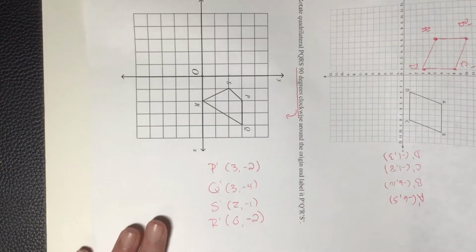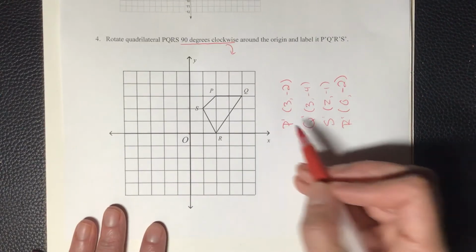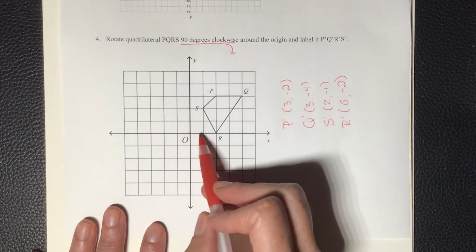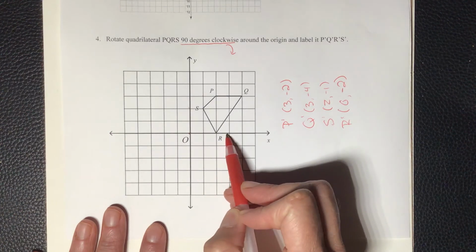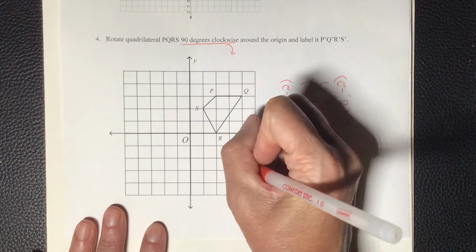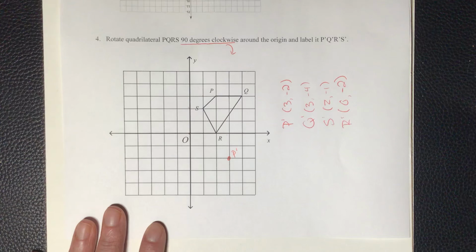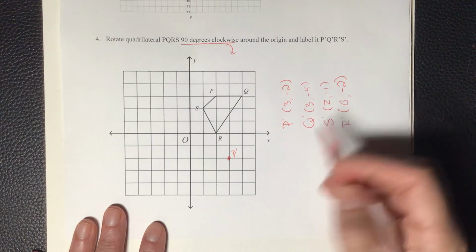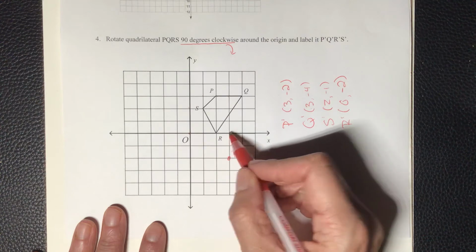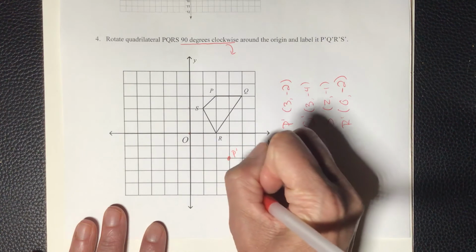All right, sorry, went off the page there. All right, so when I go back to my normal orientation, to get P, I want to go right 3 from the origin and down 2. So P is going to be right here. That's our new coordinate, so we're going to call it P prime. All right, to get Q, I'm going to go right 3, down 4. 1, 2, 3, down 1, 2, 3, 4. So there's your new Q, Q prime.